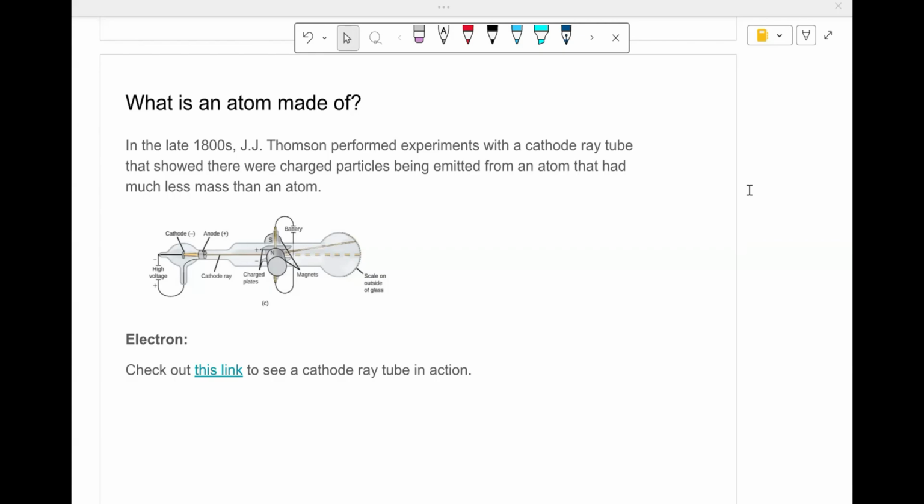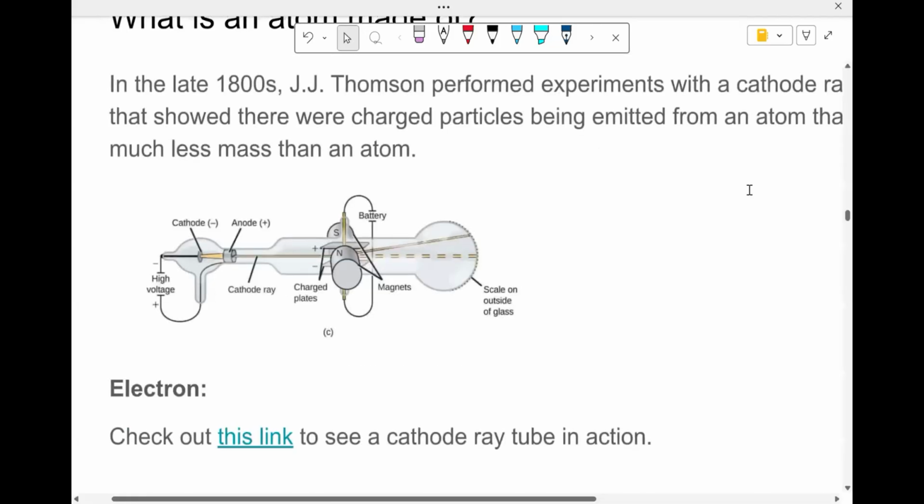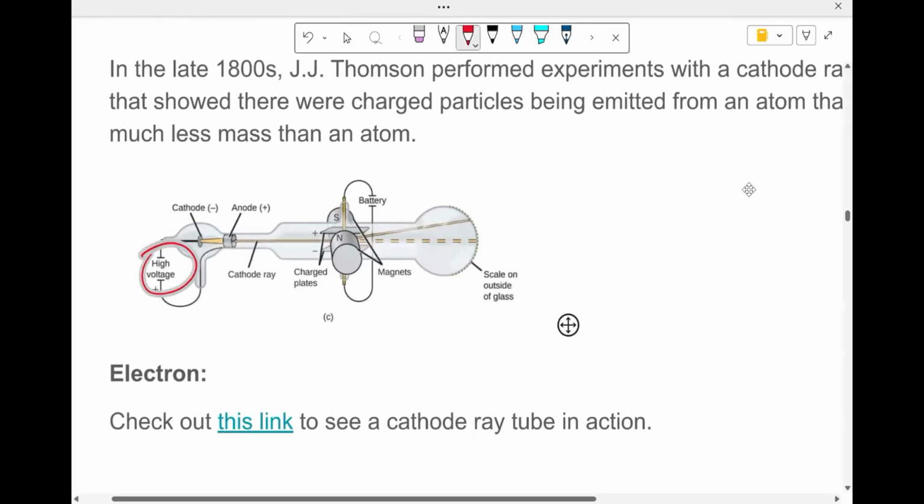The first of these major experiments was in the late 1800s by J.J. Thomson, and he made a glass tube called a cathode ray tube, and basically applied a high voltage between the anode and cathode. Now, this high voltage caused the cathode to emit this beam of particles. And you can see that in this yellow beam here called a cathode ray.